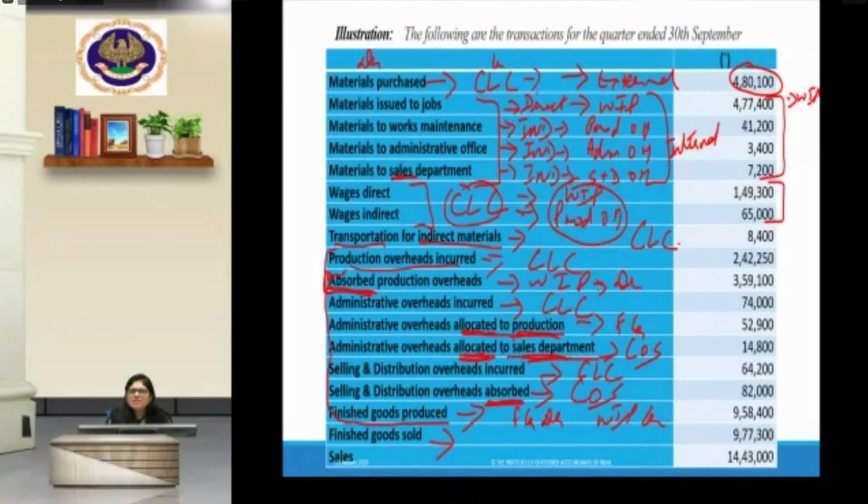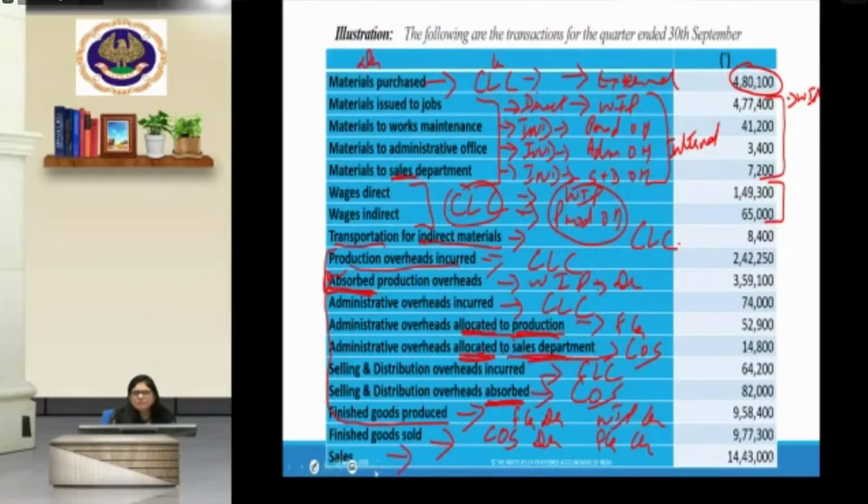So it will be transferred to which account? Which is the transferring account and which is the receiving account? Finished goods sold. COS will be debited and finished goods will be credited. So COS will receive the cost of goods sold from finished goods control account.